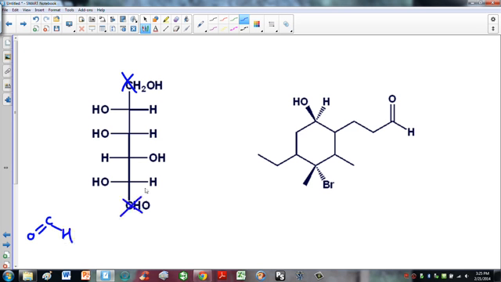Alright? Whenever you have a sugar, it's virtually always going to be the case that the 4 carbons in the middle are chiral.